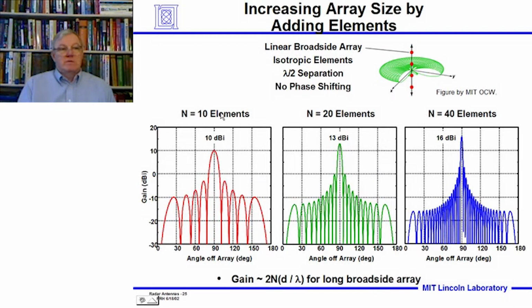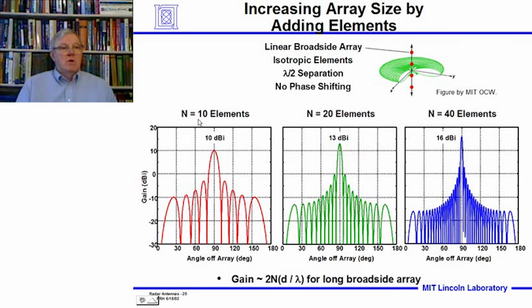We have 10 elements, so the elements all add up constructively. For this case we're looking at lambda over 2 separation, that is the spacing between elements is half a wavelength. We're doing no phase shifting at all, and we just got isotropic elements. Each element transmits isotropically in all directions. And when we look out perpendicular to the line of the array, that's called a broadside array. This is a linear broadside array.